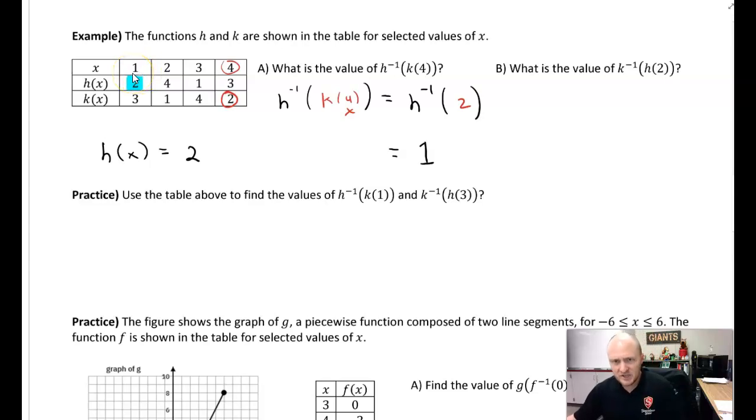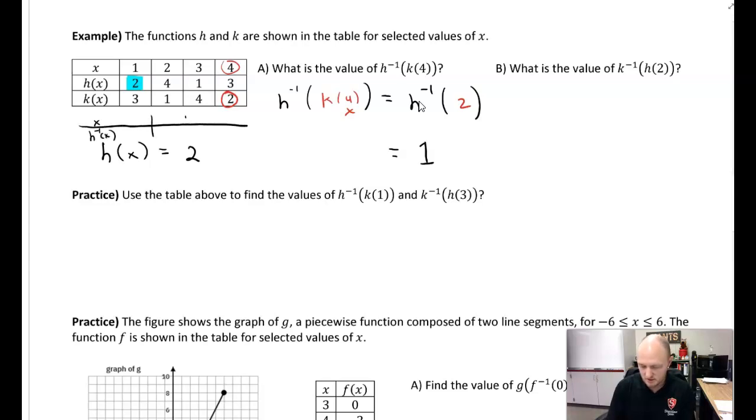If you wanted to, another way to do this would be to make another table: x and h inverse of x. And you could list all of these ordered pairs again, right? So 2, 4, 1, 3, 1, 2, 3, 4. And then now h inverse of 2: I go to my x value 2, and the output value is 1. So you could make your own table and switch those x, y values, or you can just do that process in reverse. Up to you.